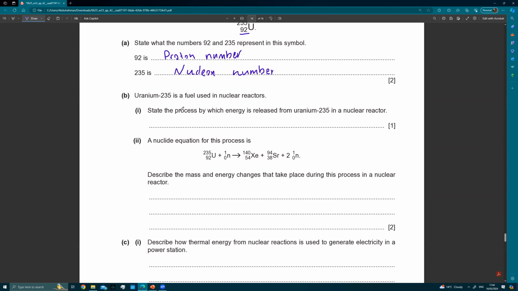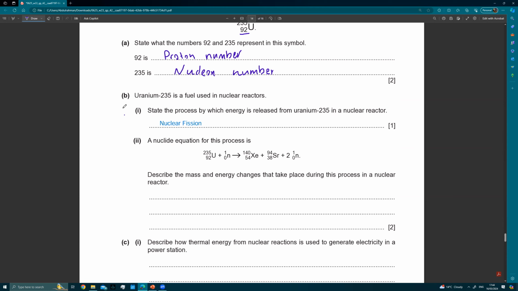Uranium-235 is a fuel used in nuclear reactors. State the process by which energy is released from uranium-235. Well, this process is what we call nuclear fission, where uranium splits into two daughter nuclei and two or more neutrons, and energy is released in the process. Where did the energy come from? Well, you've lost mass and mass was converted to energy.